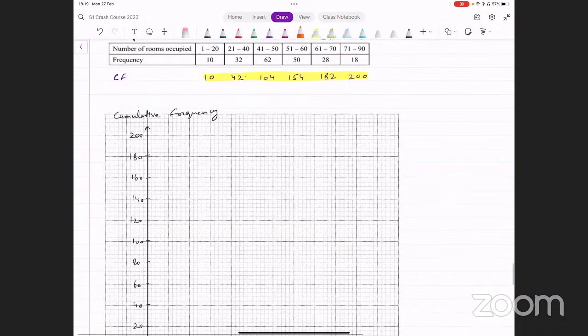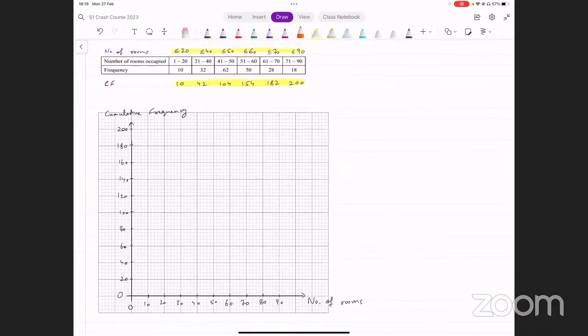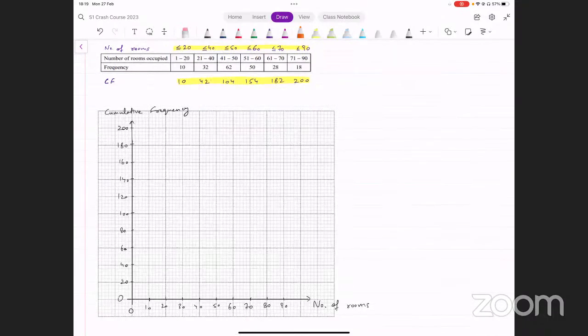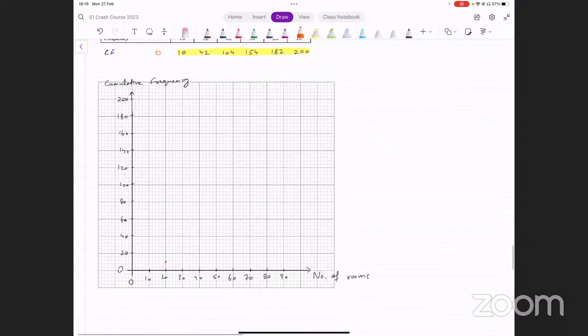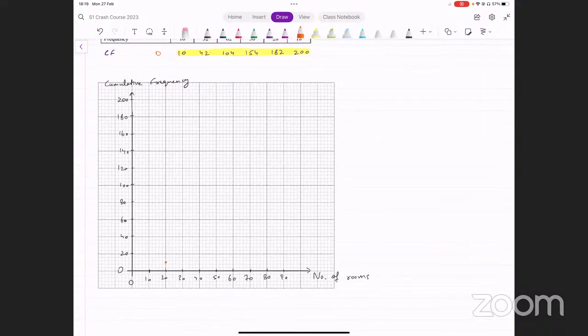What's the first point now? 20 and 10. 20 on the horizontal axis, 10 on the vertical axis. So that's this point. All right. Now you always add another point here, and that is that at 0, you have 0. So cumulative frequency would actually be 0 here when the number of rooms occupied is less than or equal to 0. So you always join this line with the x-axis, with the horizontal axis. In this case, it's going to start from here actually.